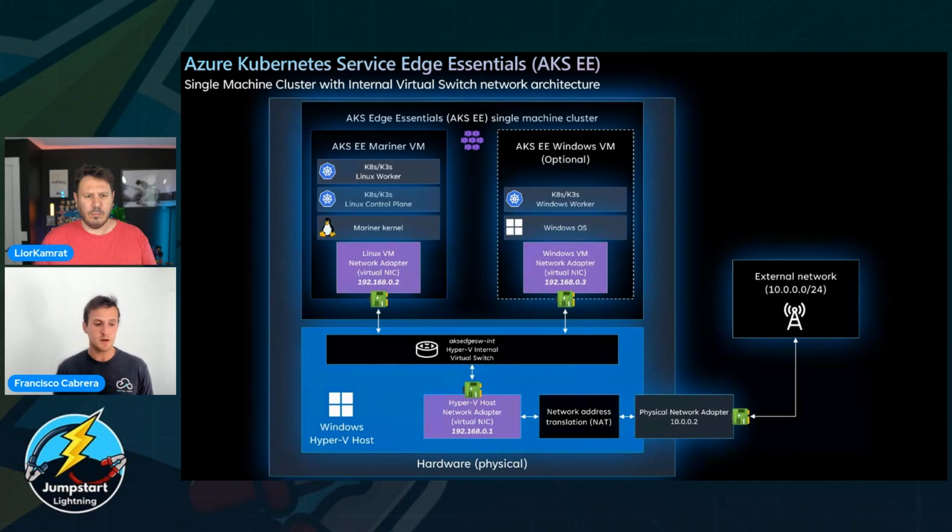So if you can see here, you're always going to have the host OS. We're always going to have the 192.168.0.1. The Linux node will always have the 0.2, and then the Windows VM will always have the 0.3 addresses.